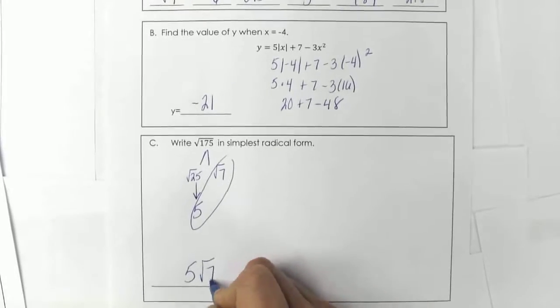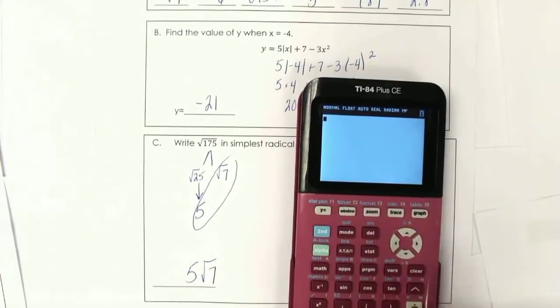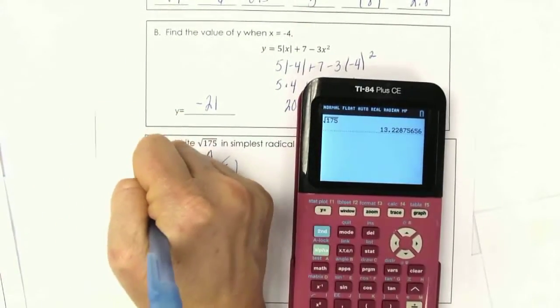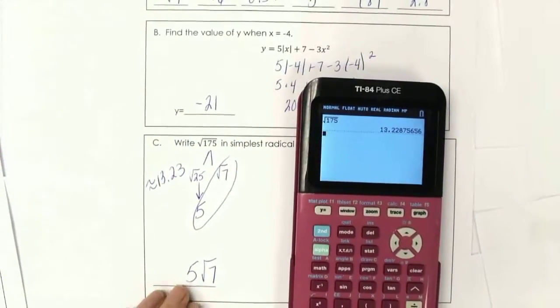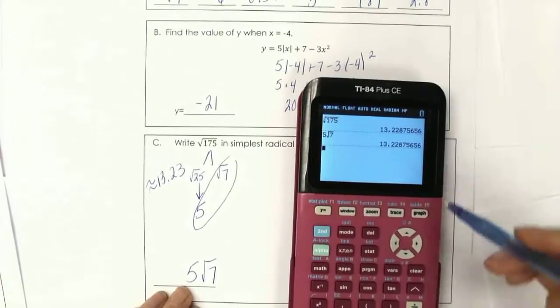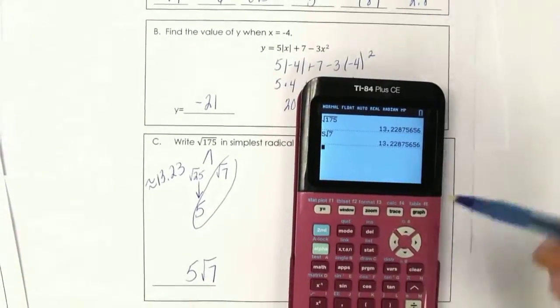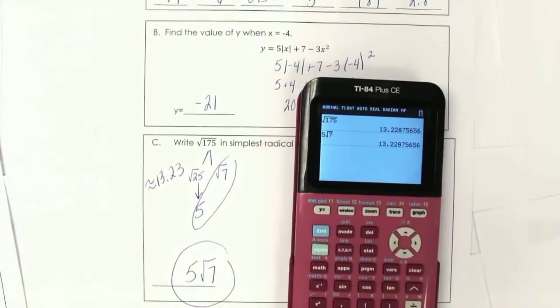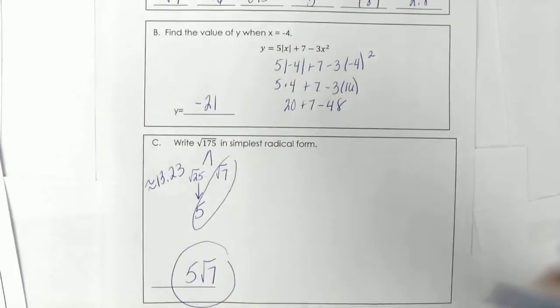5 root 7. If you ever doubt yourself, you can just pull your calculator over. I'm going to type in the square root of 175. When I do, I get approximately 13.23. Now I'm going to type in my answer down here, which was 5 square roots of 7. And if you look, I'm getting the exact same thing. That just gives me a little bit of reassurance that I did it correctly. And that concludes open-ended number 26.